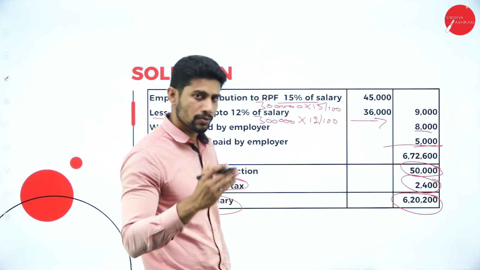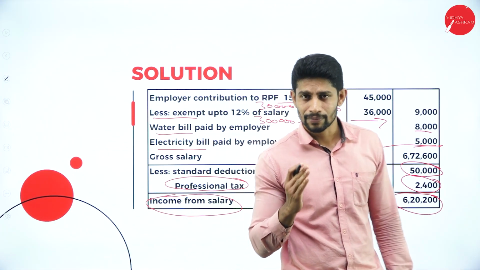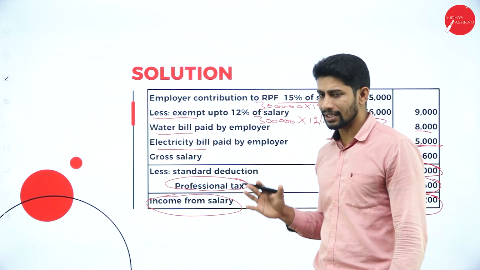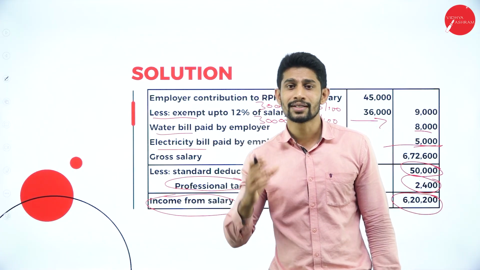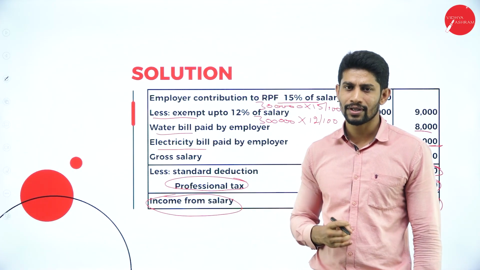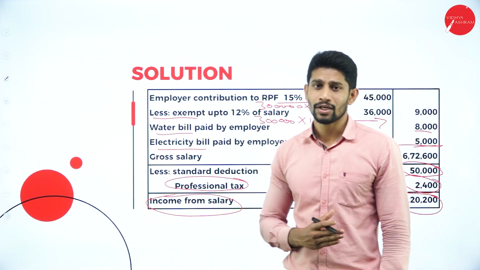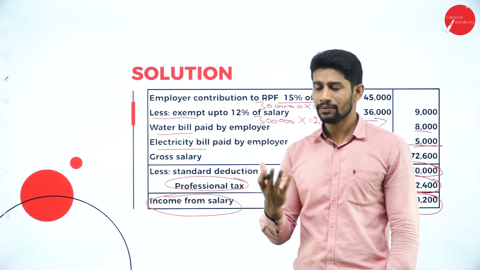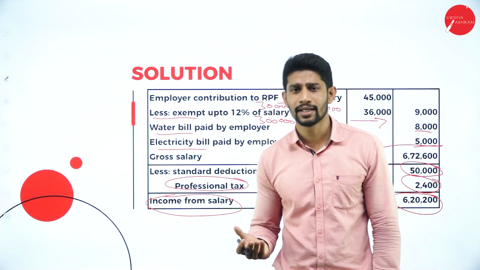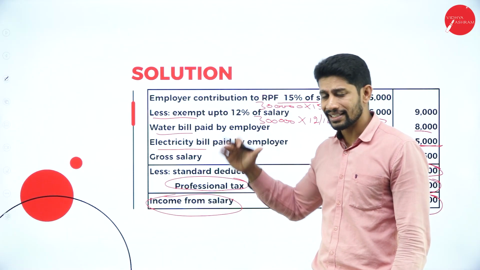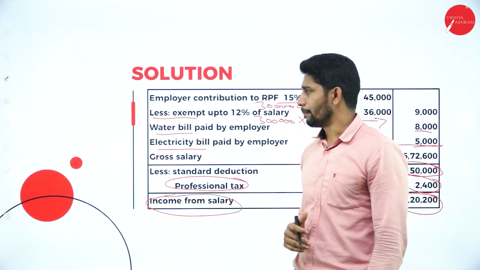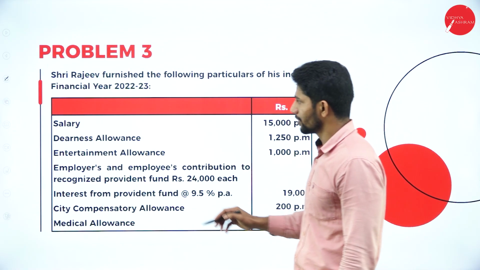So this is how you are supposed to solve the problem under income from salary. I hope all of you understood. You have to keep in mind a few adjustments like children education allowances, reimbursement of medical bill, or the adjustments relating to HRA or rent-free accommodation. Like that kind of adjustment you should keep in mind. So next one, problem number 3.